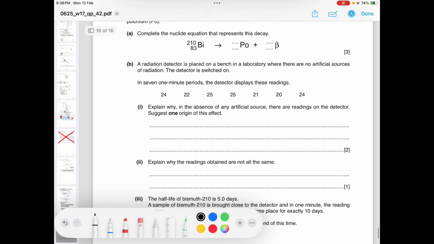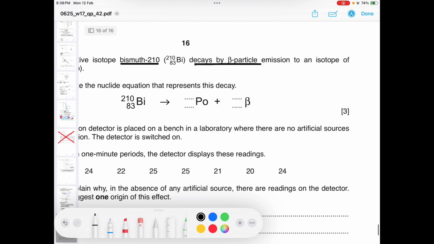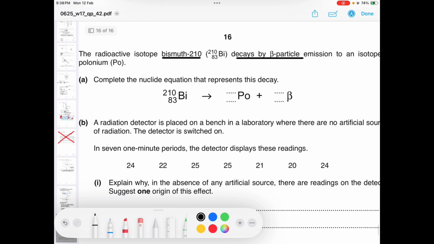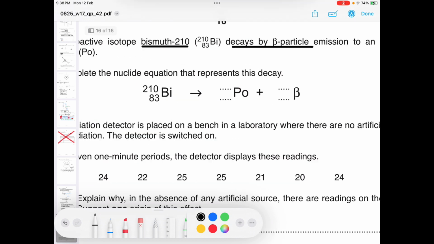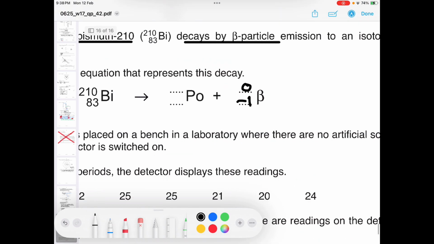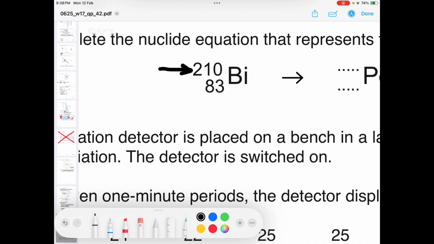Last question, last page. The radioactive isotope bismuth 210 decays by beta particle emission to an isotope of polonium. Complete the nuclide equation that represents this decay. First of all, this one is known: 0 minus 1. Now a really important notice is that the mass number goes on top and the atomic number goes on the bottom.